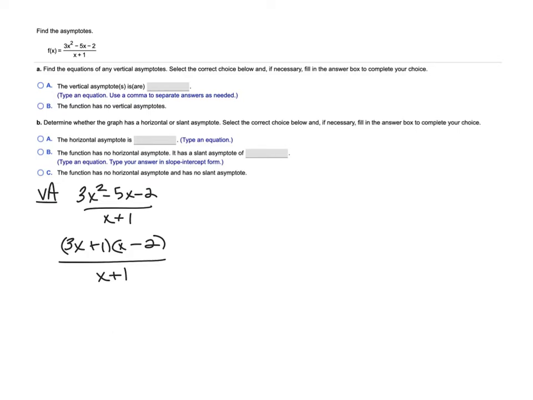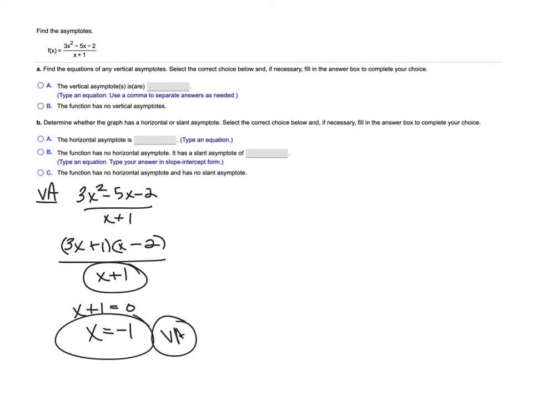So my vertical asymptote is only what makes the denominator 0. x plus 1 equals 0, x equals negative 1. That's my answer. That is my vertical asymptote. There's only one. Okay, so now let's look at the horizontal. Does it say, determine if it has a horizontal or slant asymptote?